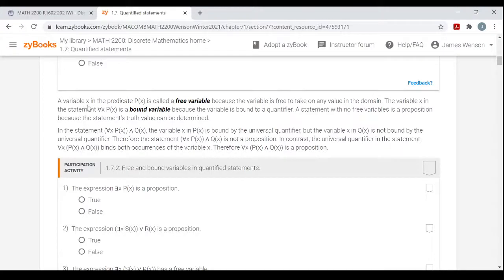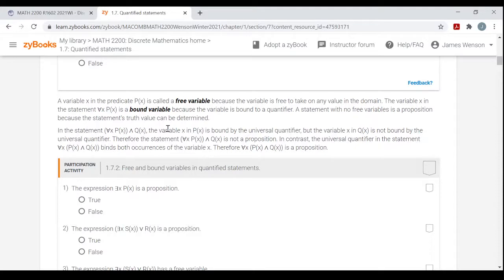But as soon as you put a quantifier in front of a predicate, as soon as a quantifier is acting on a predicate, that predicate becomes what's called a bound variable. The variable in the predicate is a bound variable. So you see, for every x, p of x, the x is attached to a quantifier. X is bound to for every, because the variable is bound to a quantifier. A statement with no free variables is a proposition because the statement's truth value can be determined.